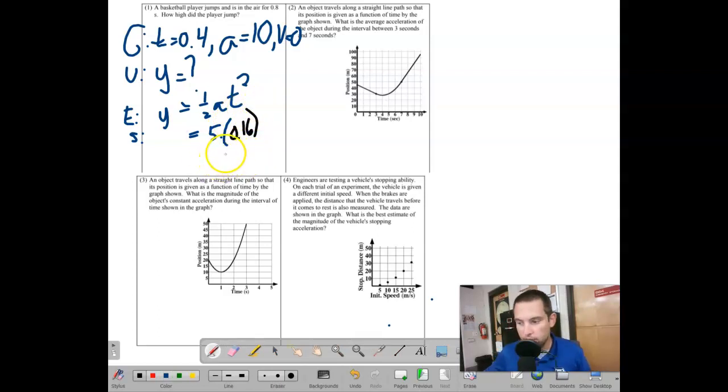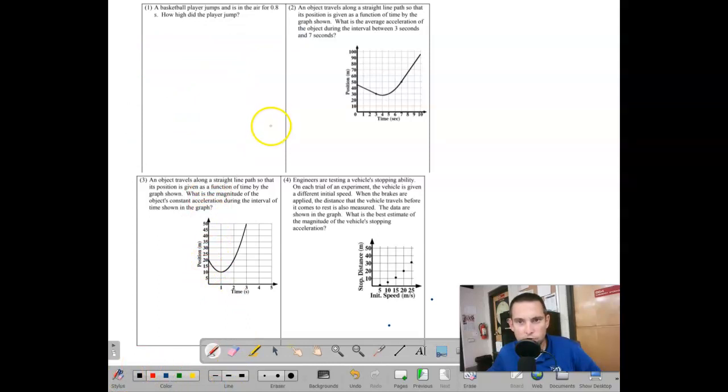And then when you multiply those two things out, 5 times 0.16, you're going to get y equals 0.8. Don't forget your units. Does that make sense? Can a person jump a little bit less than a meter, 1 meter being 39 inches? Yes, that seems reasonable for a basketball player.